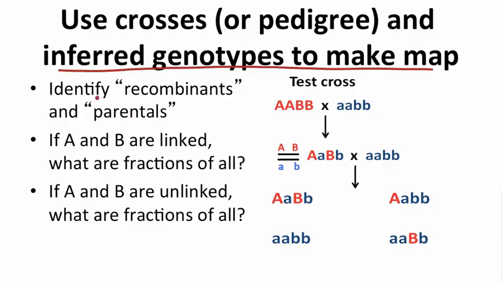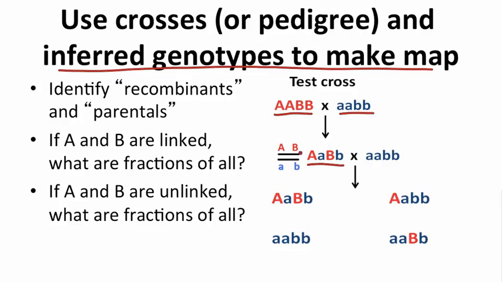Okay? So what we want to do is identify parentals and recombinants. We'll start with something which is homozygous, which has only one type: big A, big B, little b, crossed to little a, little b, little b. Let's say the red is the female and the blue is the male. We make this offspring, right? So this is a heterozygote, big A, big B, little b.